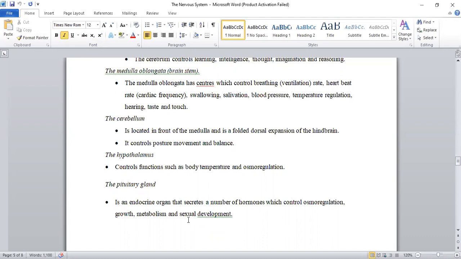Apart from that, we also have other hormones. You can find out other hormones that are secreted from the pituitary gland, but there are several. It is not one. So the key function is about secretion of the hormones.